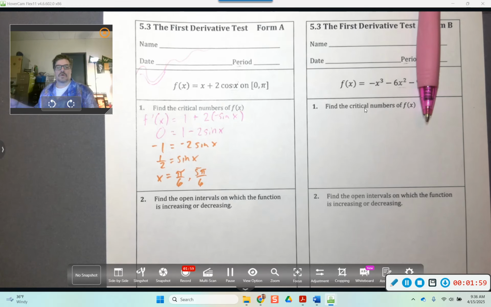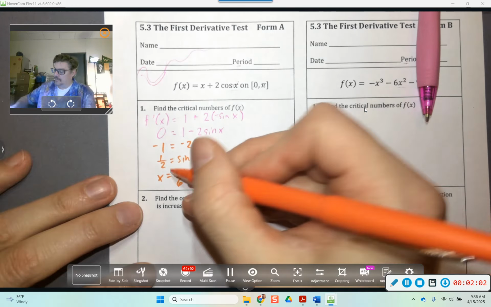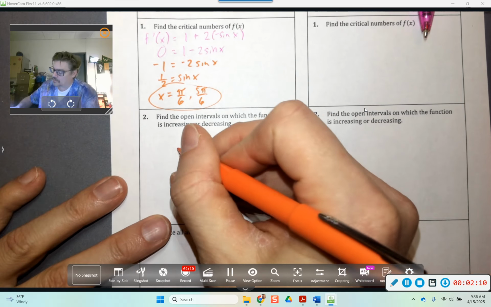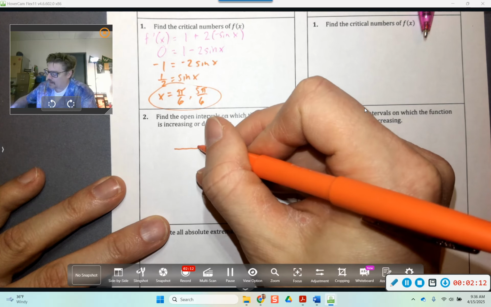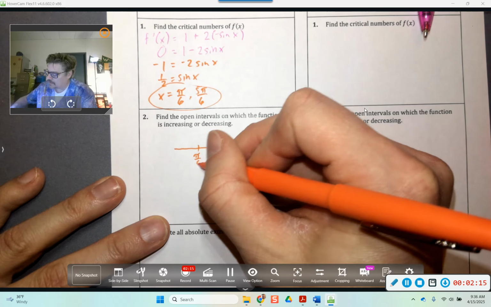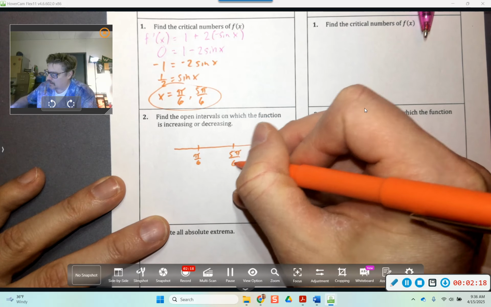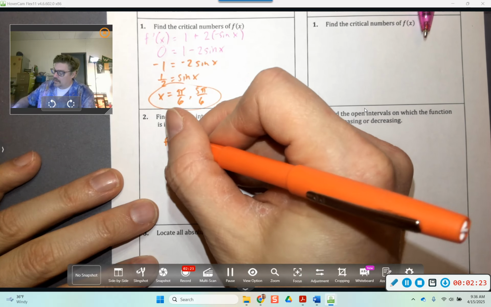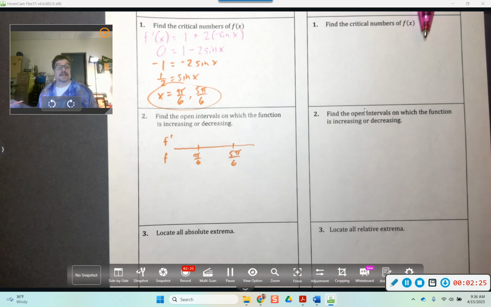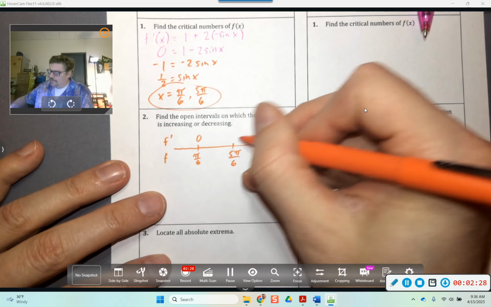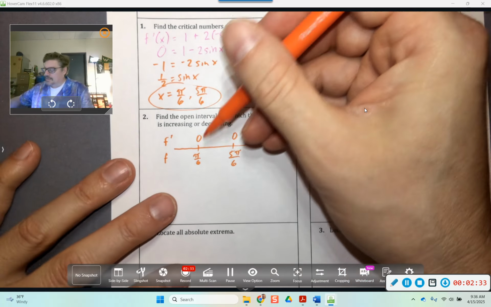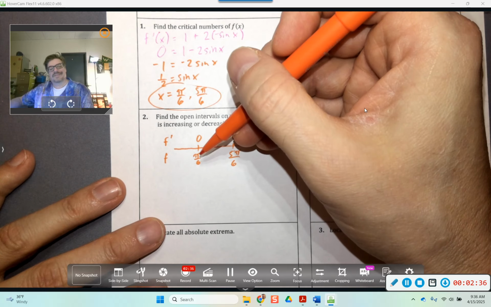So we found the critical numbers. That's it. That's where it is. Now find the open intervals in which this function is increasing or decreasing. So now we have pi over 6 and 5 pi over 6, and we want to know where this guy is positive or negative. We know that the derivative is 0 here and here. So now let's pick something that's less than pi over 6.